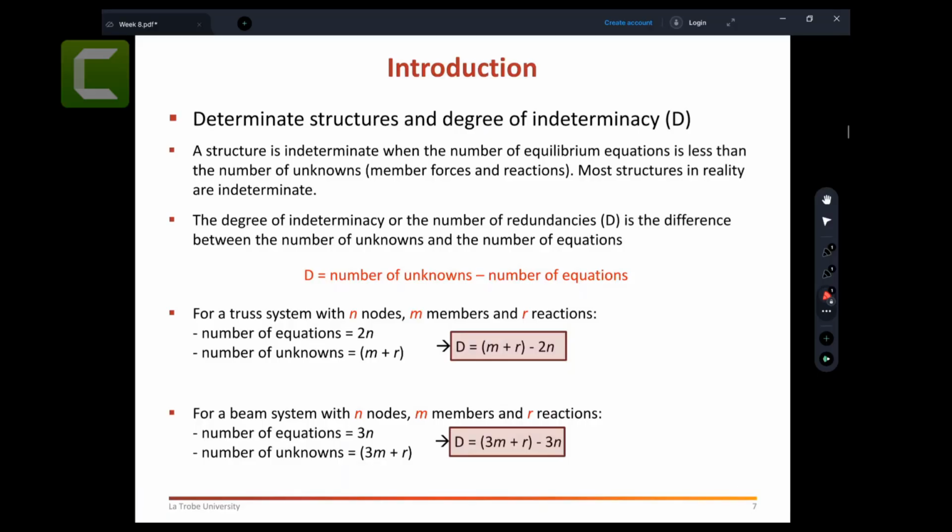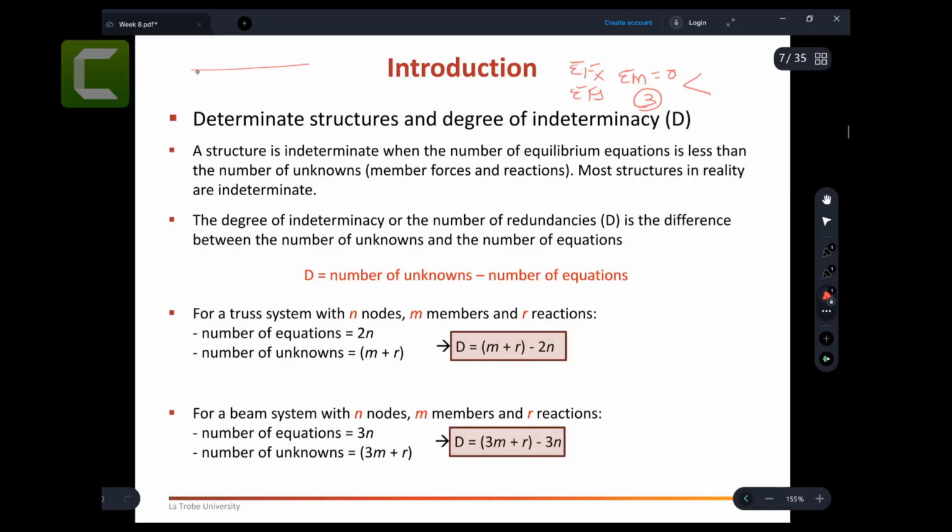Determinate structures and degree of indeterminacy. Before moving on to the actual methods, let me give you some vocabulary. Vocabulary means there are some new terminologies introduced here, and I will explain them very slowly. Now, a structure is indeterminate when the number of equilibrium equations is less than the number of unknown values. As I mentioned, how many equilibrium equations? Sum of the forces in the x direction, sum of the forces in the y direction, sum of the moments equal to 0. So there are 3 equilibrium equations, which is less than the number of unknowns.